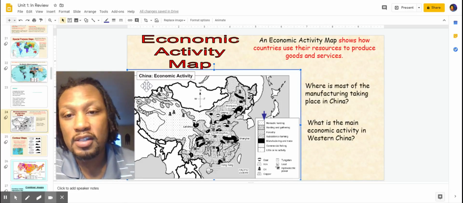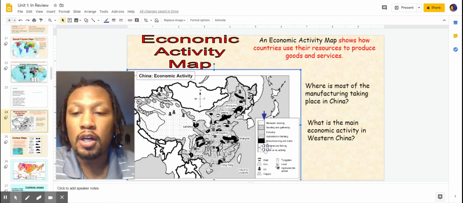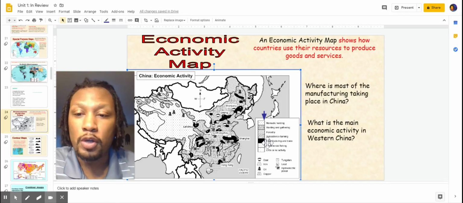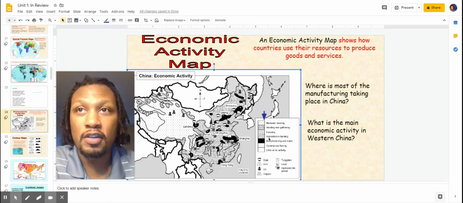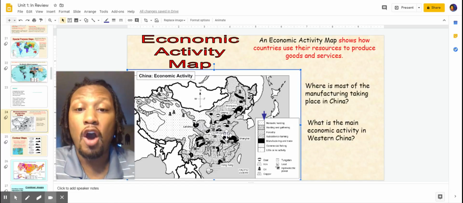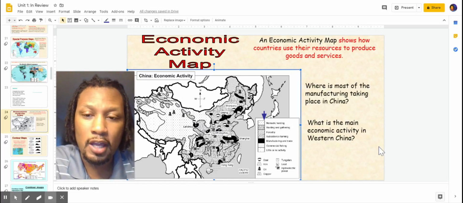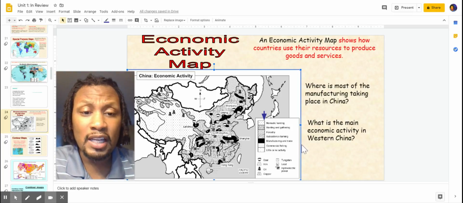What type of map is this? It's an economic activity map. So, therefore, the key will give you information on the different kinds or types of economic activity that's occurring within China. All right. So all you have to do is just look at the map of China, figure out where north, south, east, and west is located, and what is the main economic activity of China.